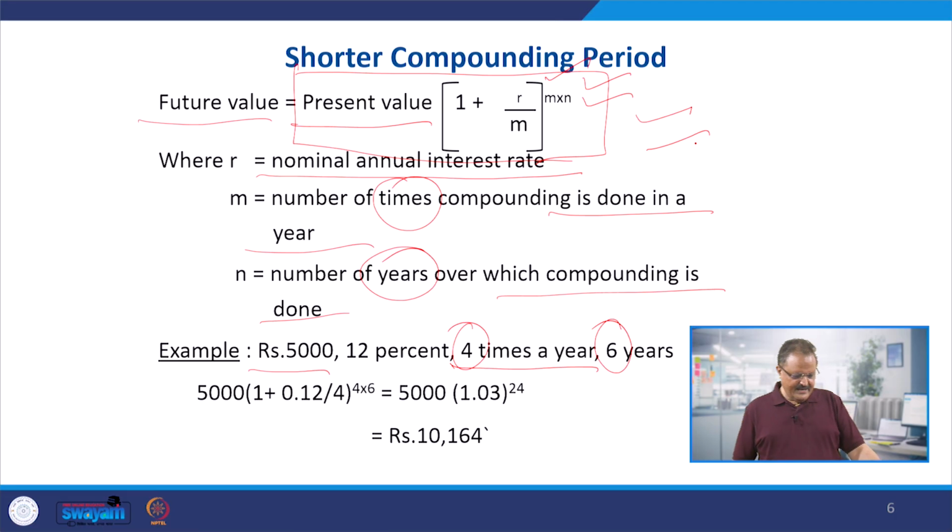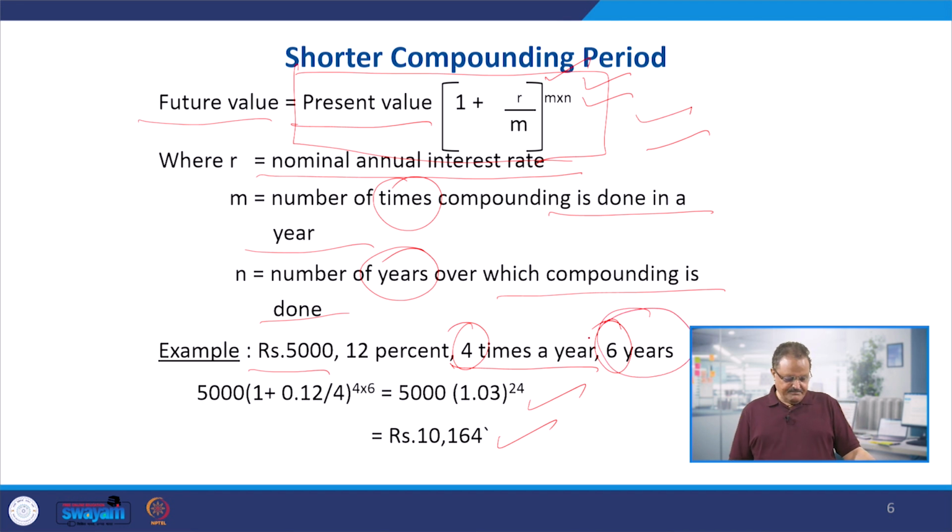If you put all these values into this model, the future value is 5,000 multiplied by (1 plus 0.12, that is the 12% rate of interest, divided by M, the compounding times), raised to the power 4 into 6. 4 is the compounding times, 6 is the number of years. So, over a period of 6 years at the rate of 12% compound interest, where compounding is done 4 times in a year, your 5,000 rupees will become 10,164 rupees. It will be more than double your amount in just 6 years.